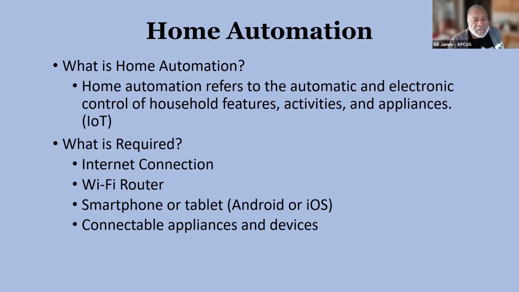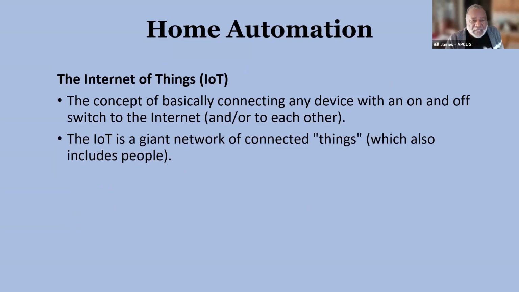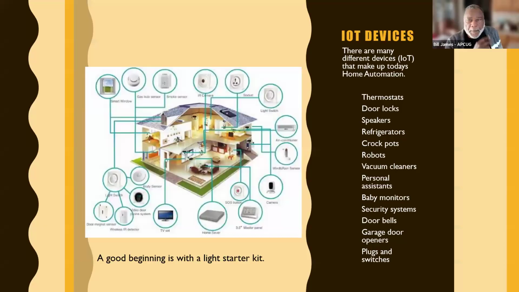One of the things, of course, that's required is that you need an internet connection, a Wi-Fi router, a smartphone or a tablet, and some connectable appliances and devices. The concept of connecting any device with an on and off switch to the internet is known as the Internet of Things. And it's a giant network of connected devices, which also, believe it or not, includes people.